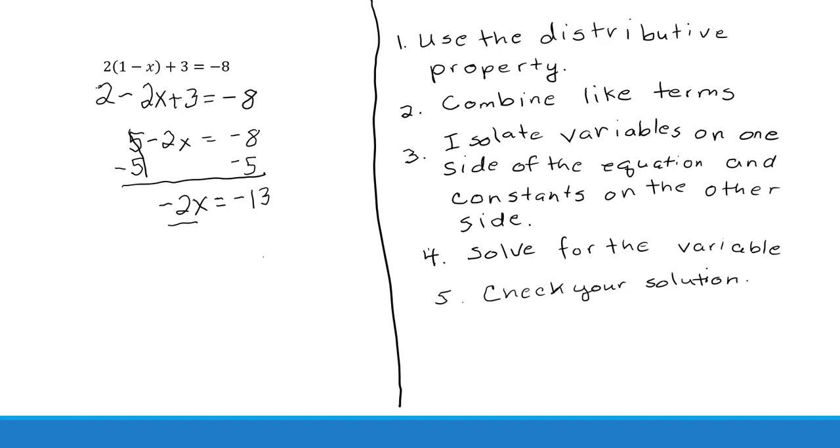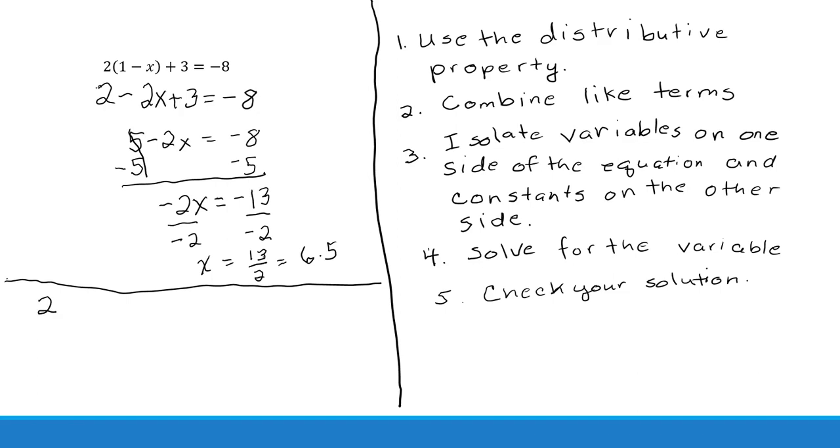I'm going to divide both sides by negative 2 to isolate the x, and x equals, when a negative divided by a negative is positive, 13 halves. I can also write it as a decimal, which is 6 and 5/10. Now I'm going to go back and plug what x is equal to in the original equation.